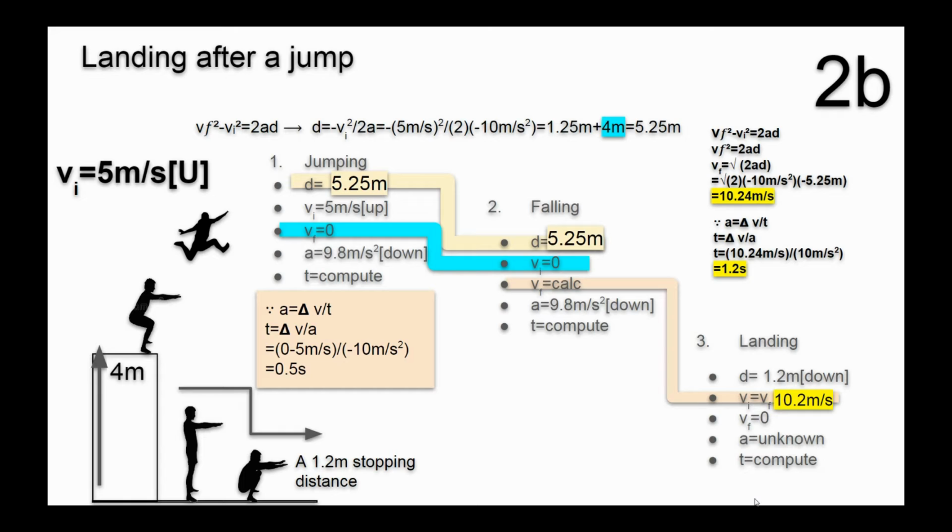Landing, we now have a completely new problem. He hits the ground at 10 meters a second, and he stops himself in 1.2 meters. There's no time, so we use the time-independent equation. And we get 43 meters per second squared is his landing acceleration. That is 4 Gs.